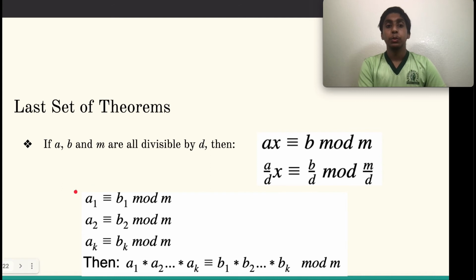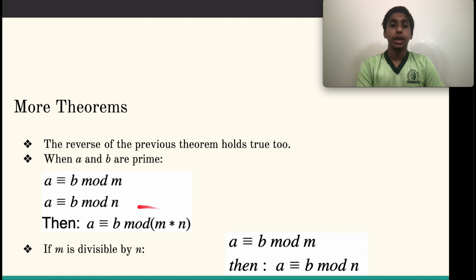Now here, we're expanding it. So if I have this A1 value, B1 value, and this holds true, and I have A2, B2, and I keep going till I get AK, BK, then we also know that A1 times A2 until AK is going to be congruent to B1 times B2 times until BK mod M. So basically, again here, we're just expanding it to get our mod M. And we can basically just multiply both sides. But again, these are just some quick theorems.